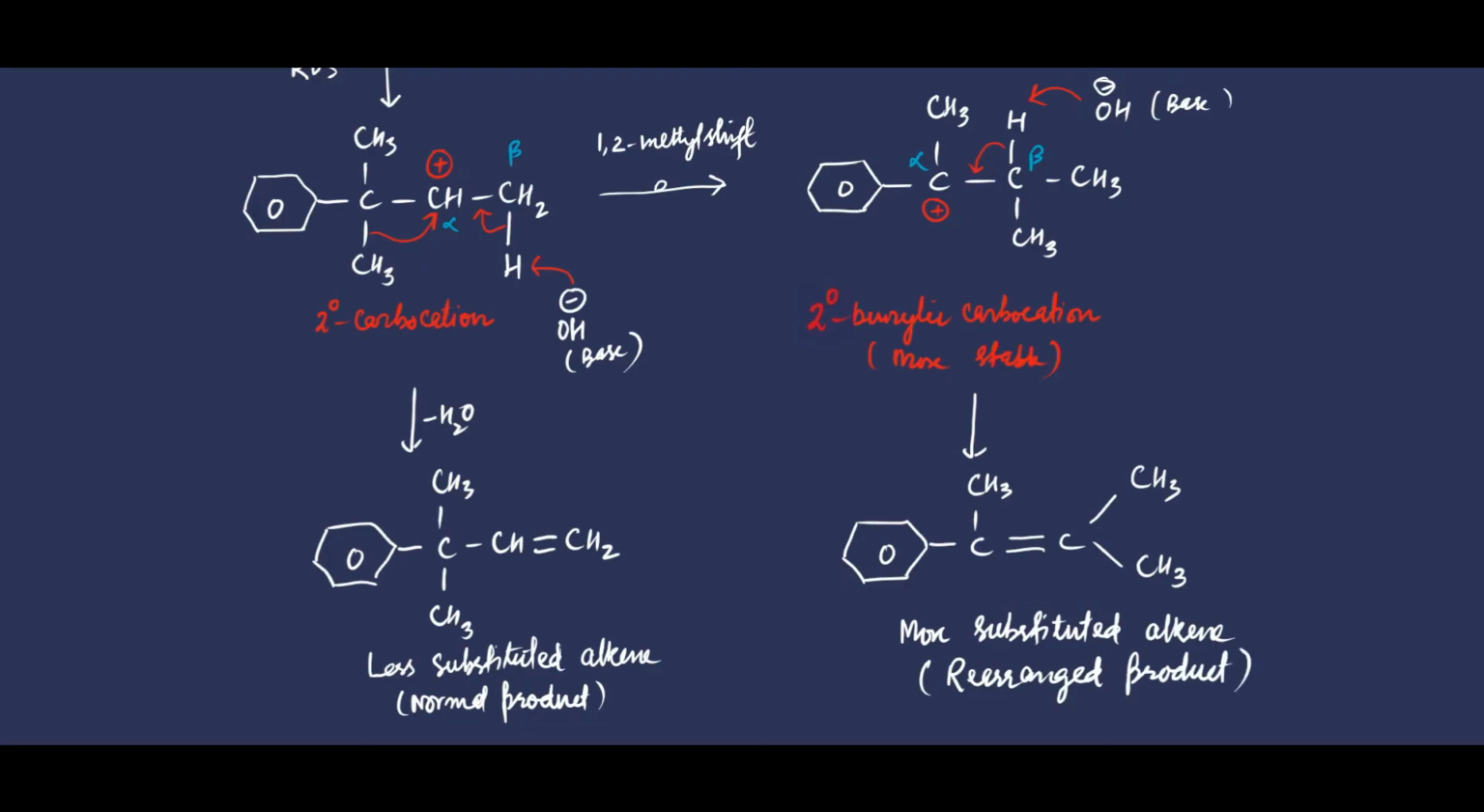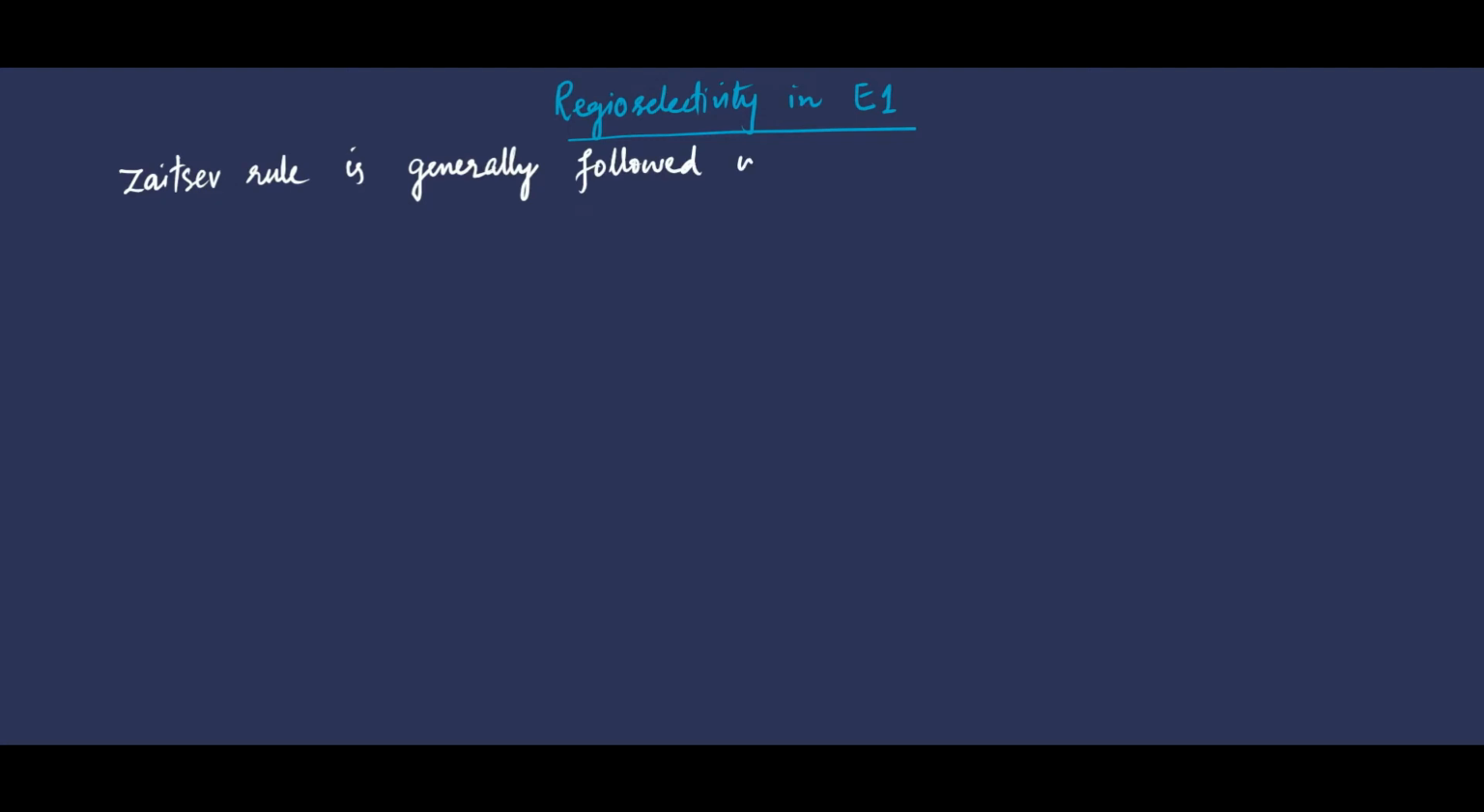Given the stability of product and carbocation from which it is formed, this less substituted alkene is minor and this more substituted alkene is major product. In case of regioselectivity, Zaitsev rule is generally followed in E1 reactions. Thus, when two elimination products can be formed, the major product is always the one which is more substituted.